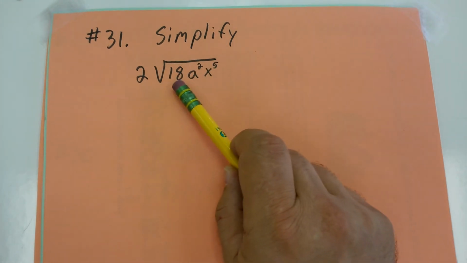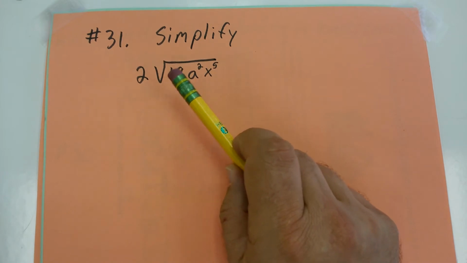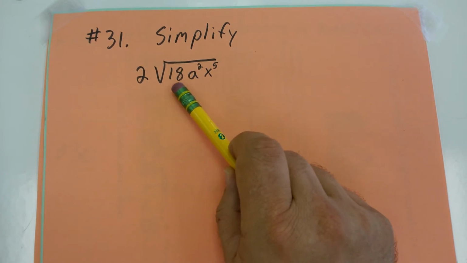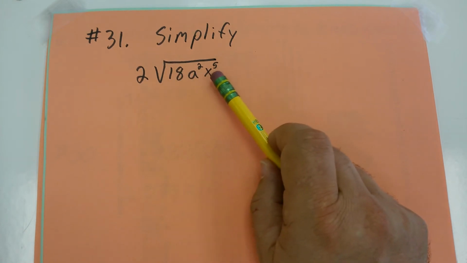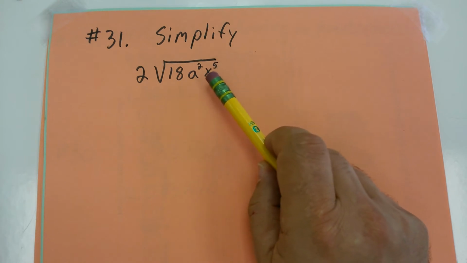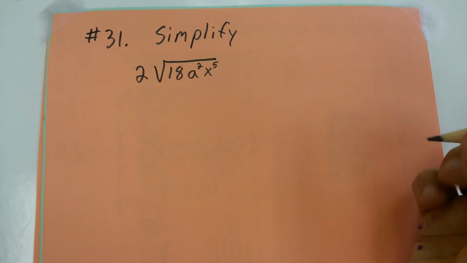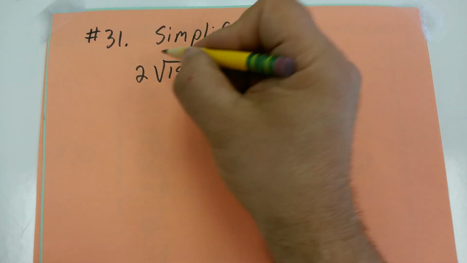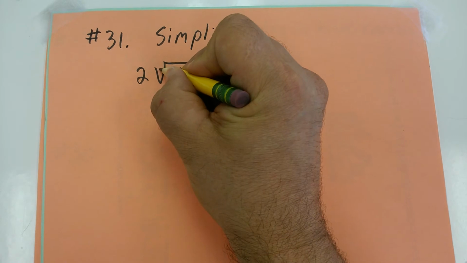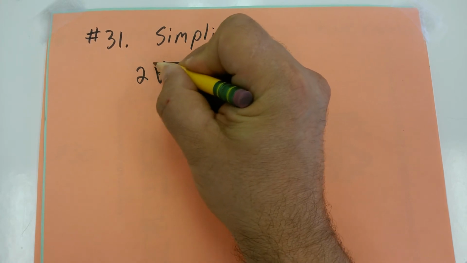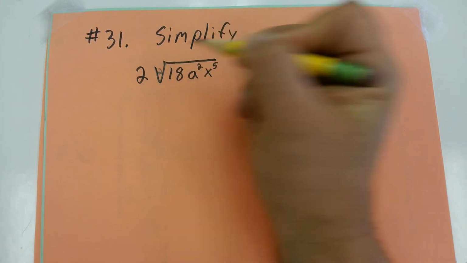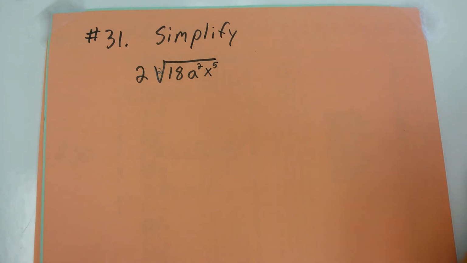So I have to rewrite 18 as a product of two numbers, one that I can square root and one that I probably won't be able to square root. I have to rewrite x to the fifth as a variable to an even power times a variable to an odd power. Also, what we need to know is that if it's a square root, there's a little tiny 2 hidden inside the index there, a little crook.